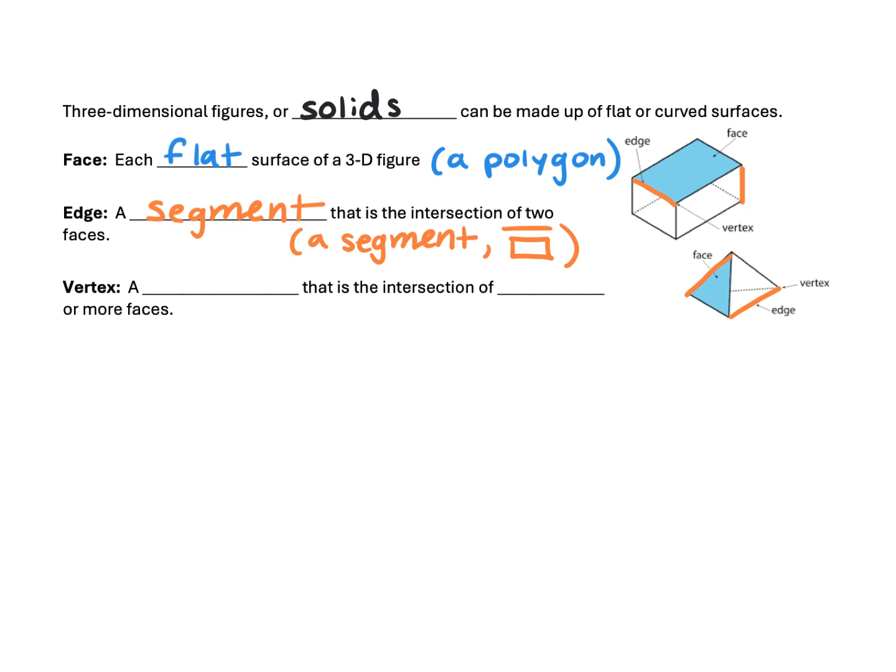And then finally, we have a vertex. And a vertex is a point that is the intersection of three or more faces. So an example of a vertex would be this point here, but there are many other vertices as well. There's a vertex there, a vertex there. Here's a vertex. So a vertex is going to be a point where three or more faces come together. The edge is a segment where two faces come together. And a face is one of the flat polygonal surfaces of our three-dimensional solid.